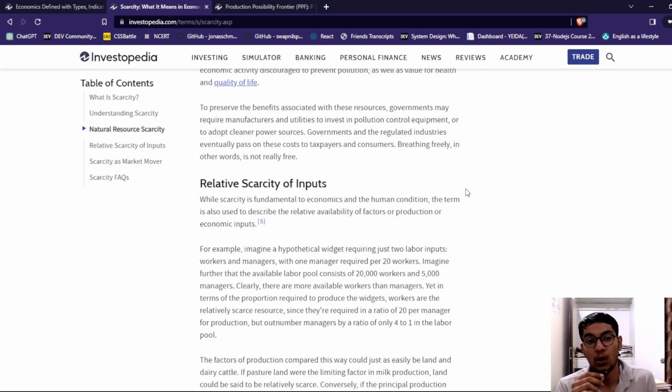Government may require manufacturers and utilities to invest in pollution control activities or adopt cleaner power sources. Government and regulated industries eventually pass on this cost to taxpayers and consumers. Breathing is free, but clean air is not really free.